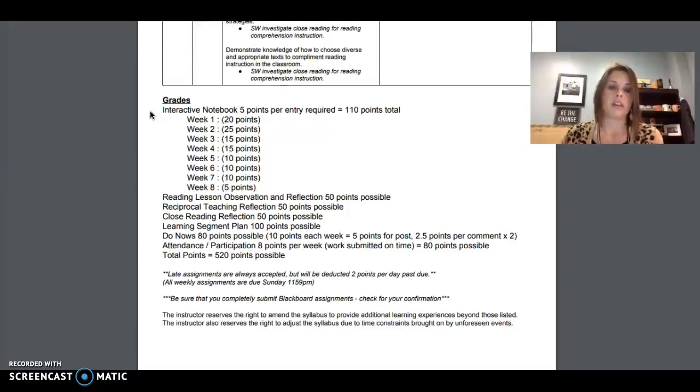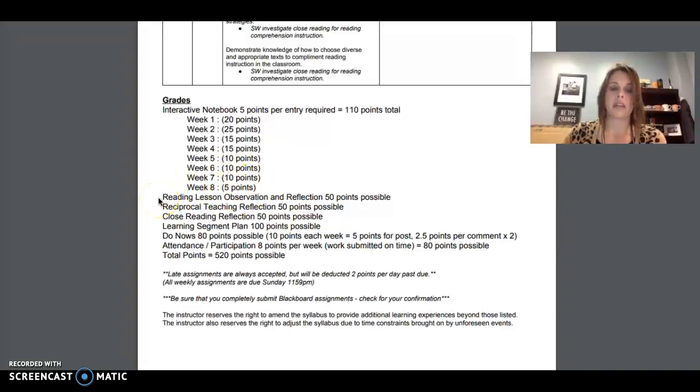So we will work on your interactive notebook each week. I will have specific things that I need for you to complete for your interactive notebook. That was already presented to you in week 1, and I do have those shared with me. And so as you update those, you don't need to reshare or resend anything. It will show me what is there. So this will just show you how many points are going to be possible through that interactive notebook each week.